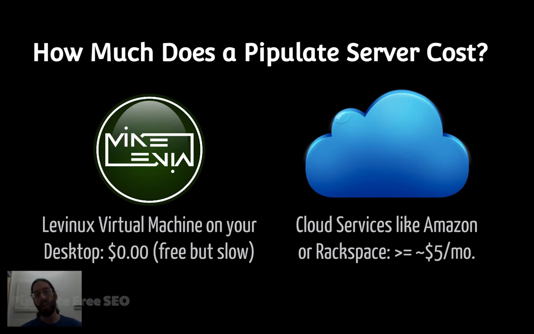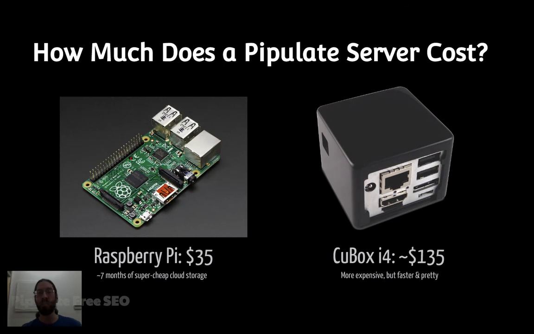The alternatives are things like Amazon and Rackspace and a few others where you can get as low as $5 a month for a cloud server. But why do that when after 7 months you could have paid for your own Raspberry Pi and just plug it in behind your Wi-Fi router at home and run it just like a headless server? Pipulate will run just as well on that as these bottom-of-the-barrel virtual cloud servers out there.